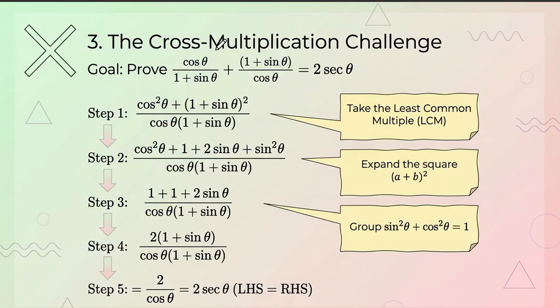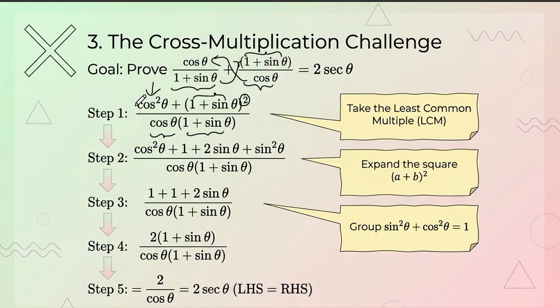the cross multiplication. So whenever you come across an LHS like this, cos upon 1 plus sine, and after that, in the numerator, 1 plus sine upon cos, what is the first thing that will come to your mind? The cross multiplication, correct? So we'll do the cross multiplication in the first step. So cos theta into cos theta, which is cos square theta. 1 plus sine into 1 plus sine, which is 1 plus sine theta the whole square here. In the denominator, cos theta multiplied by 1 plus sine theta.